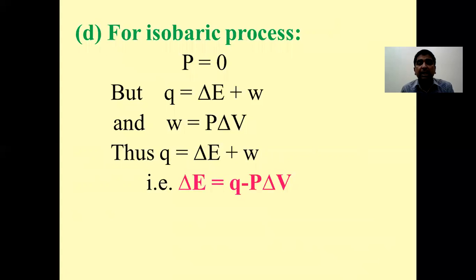Now for isobaric process. Just like we have seen the definition of isochoric process, iso means same, choric means volume, a process in which volume of the system remains constant is an isochoric process. What is isobaric process here? Iso means same, bar means pressure. So isobaric process is a process in which pressure of the system remains constant, that is actually delta P is 0.